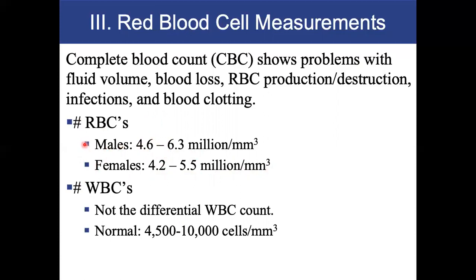Why are males higher than females? So why is that number higher? It's higher because males have what hormone? Good, testosterone. So males have testosterone, which increases metabolism. That's going to increase the demand for oxygen, and so they're going to have more red blood cells.